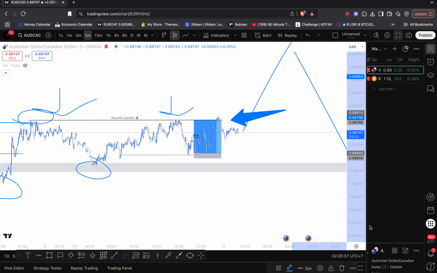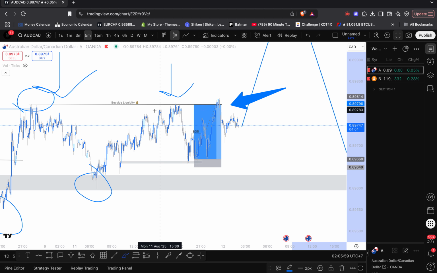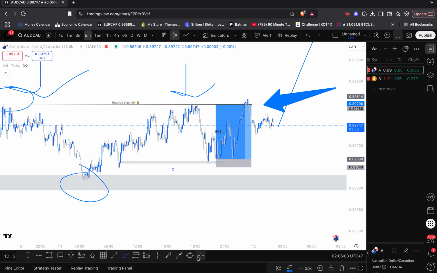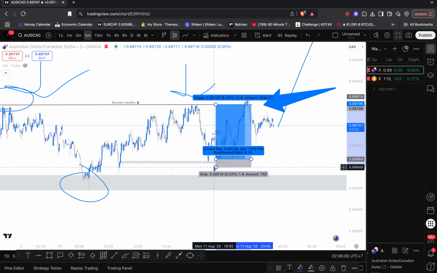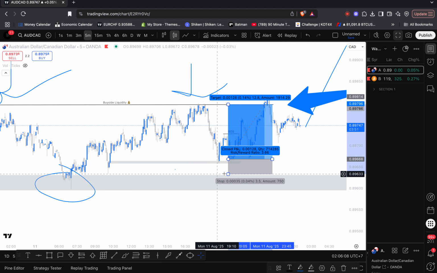So I targeted that gap, and then my take profit is always buy side liquidity, and my stop loss is always on the actual candle. I never use a wick as my stop loss. Like if you're looking, I never use a wick right here. I never use that for my stop loss.